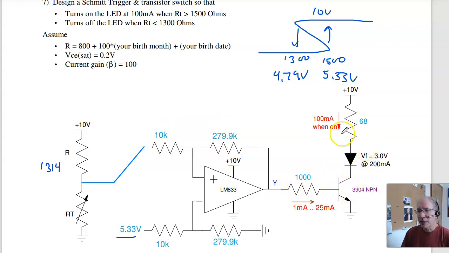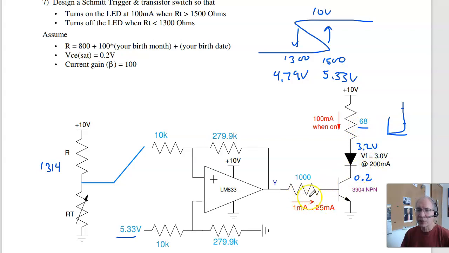If I want to have 100 milliamps flowing, the transistor has about a 0.2 volt drop across it when it saturates. This is a 3 volt drop at 200 milliamps, being a diode. It's also 3 volts at 100 milliamps. Diodes kind of have this characteristic. Whatever the voltage drop is at 200 is basically the same voltage drop at 100. That's an ideal diode model. So this is 3 volts. The total is 3.2 volts. 10 minus 3.2 over 100 milliamps gives you 68 ohms.